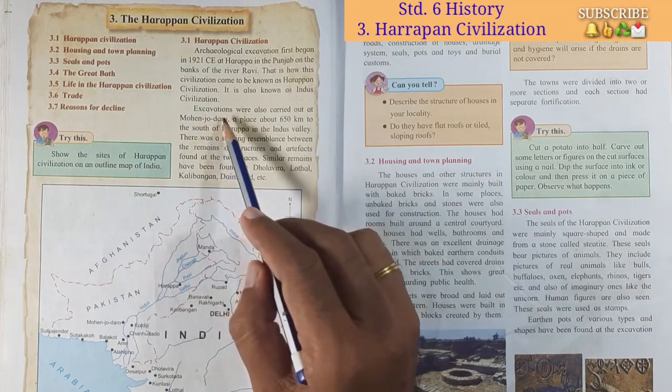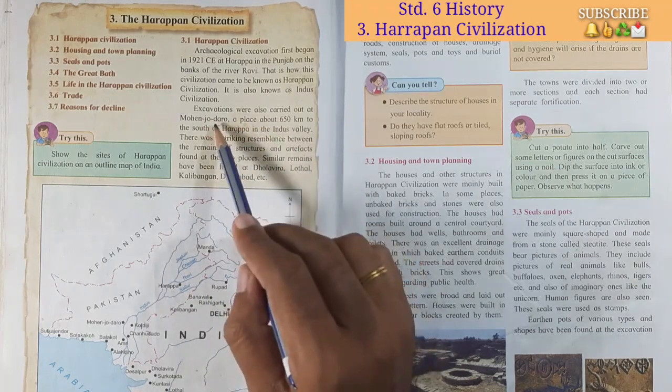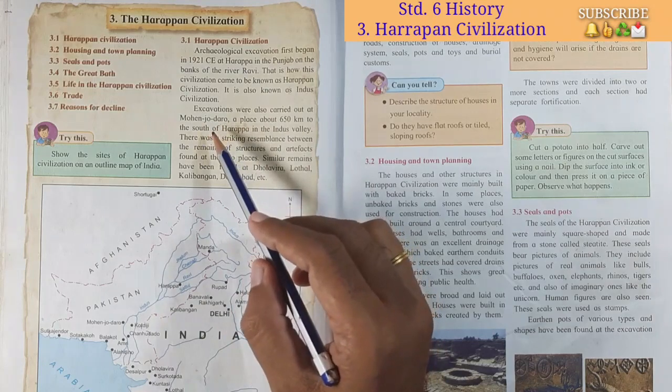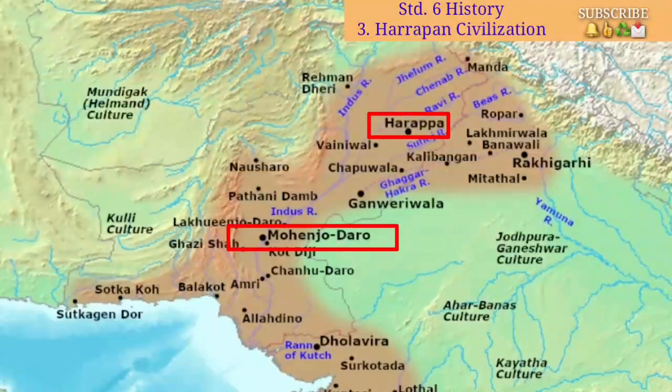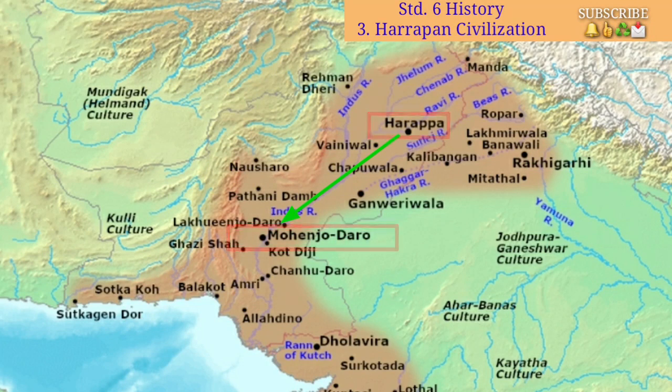Such kind of excavations were done at Mohenjo-daro. Do you know where Mohenjo-daro is? It is a place about 650 kilometers to the south of Harappa, in the Indus Valley. See, Harappa is here, and Mohenjo-daro is south of Harappa. Here Harappa is there and here we can see Mohenjo-daro. It is 650 kilometers away from Harappa, and it is located in the Indus Valley.